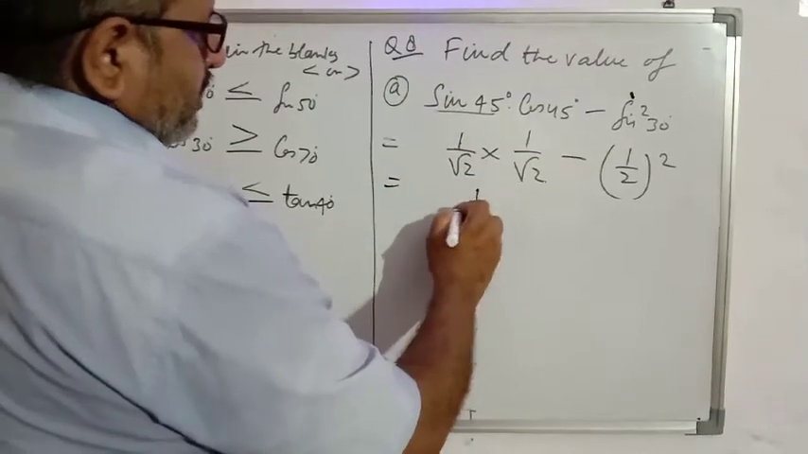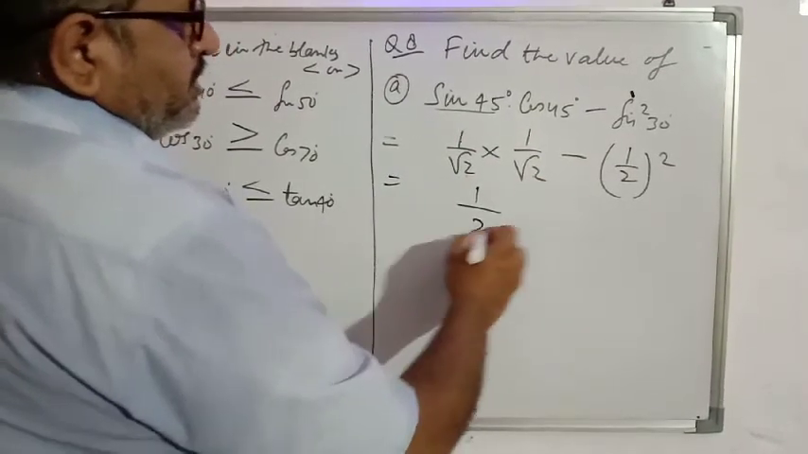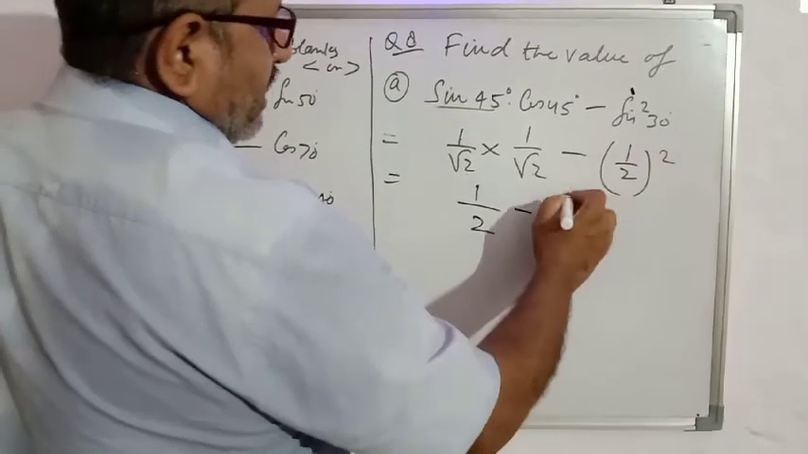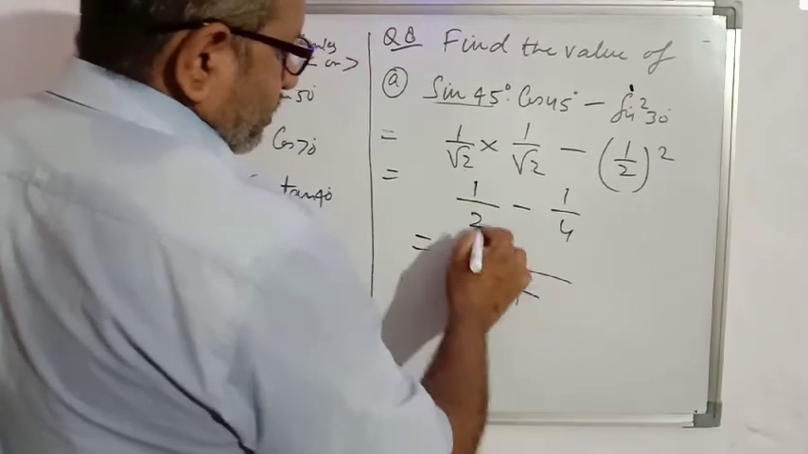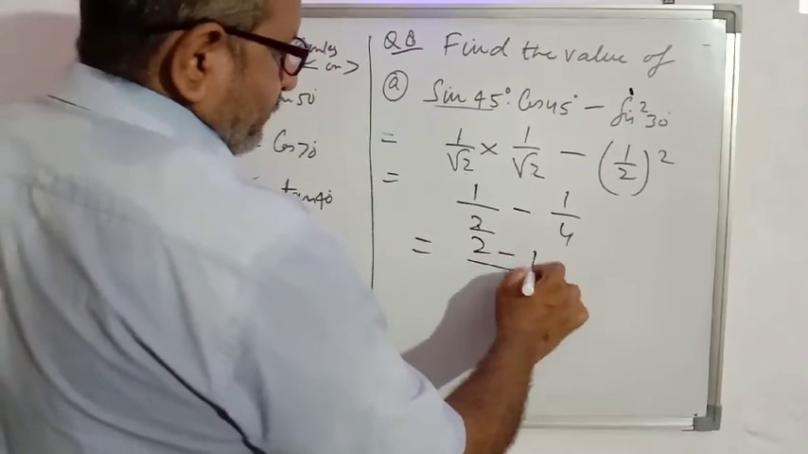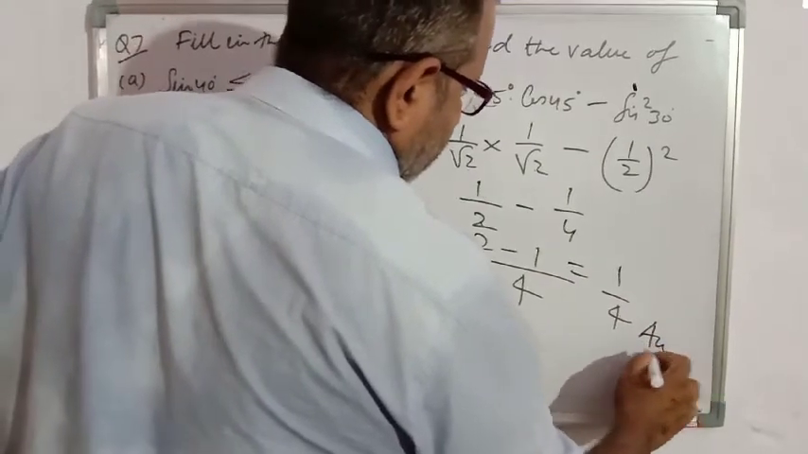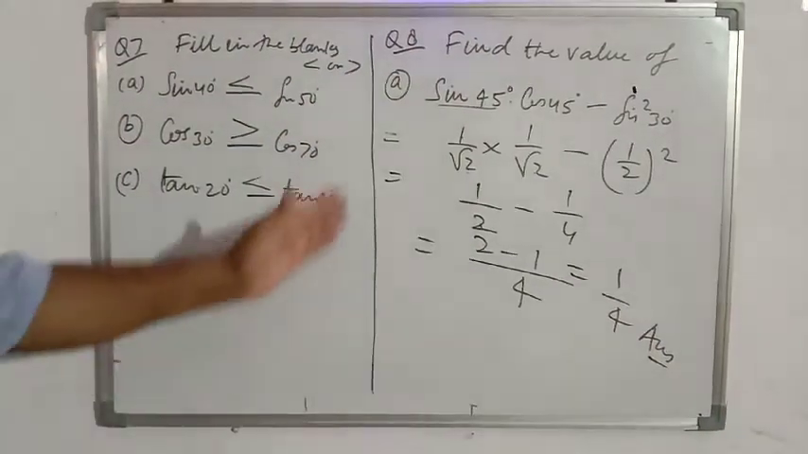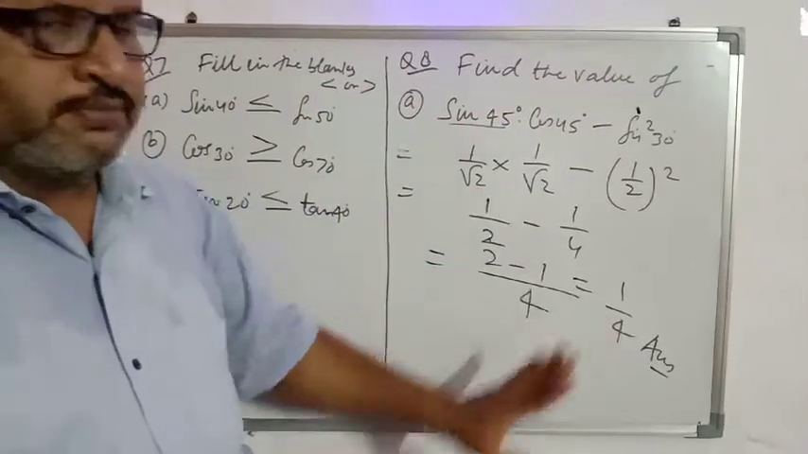1 into 1, 1. Root 2 into root 2, it will be root 4. Square root will be 2. Minus 1 square 1, 2 square 4. Take LCM 4. 2 twos are 4, 2 ones are 2. 2 minus 1 by 4 means 1 by 4. So to find the value with the help of the trigonometrical table, you can put the values and simplify it.